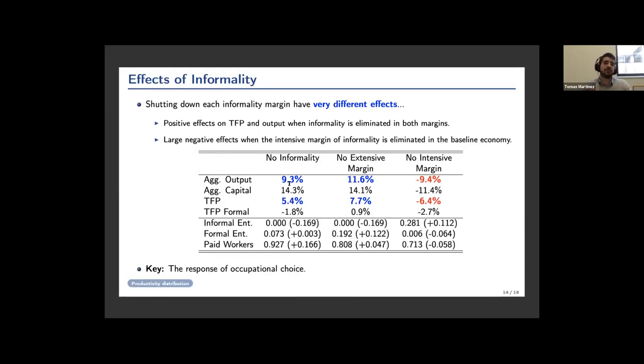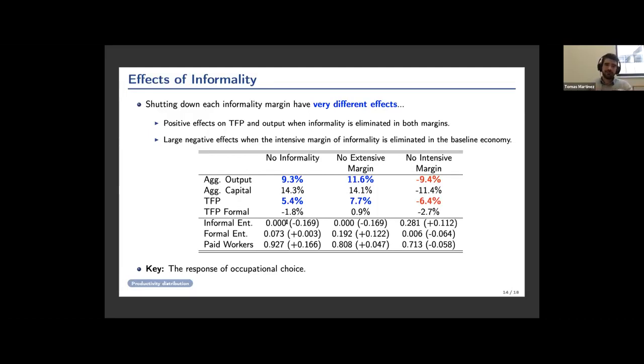Now, where does that response come from? A lot of it is coming from the occupational choice. If I just plot the occupational choice of this model, we see that when you take out the intensive margin, that small subsidy that small formal firms were having, a bunch of those small businesses now become informal entrepreneurs, informal businesses. On the other hand, when you shut down the extensive margin, some of those previously informal businesses will move to the formal sector, but some others become paid workers, right? So you can see that the occupational choice has a lot of response.